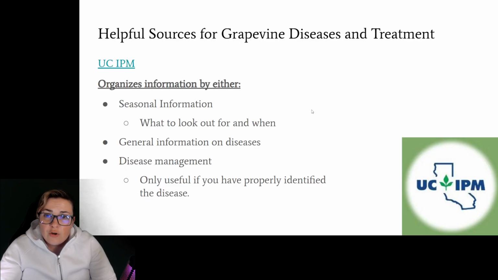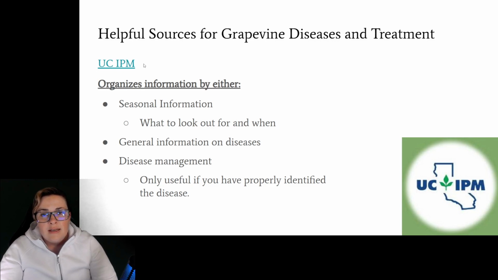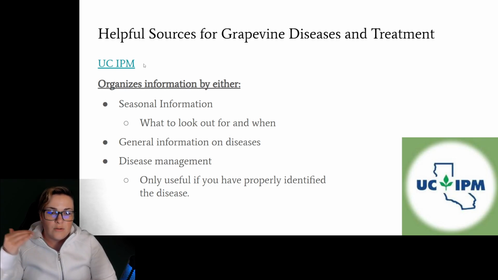Cool. And then, of course, we have UCIPM. We referred to this website for our integrated pest management presentation, but they also have great information on diseases as well. So if you are working in a vineyard, or you have a vineyard in your backyard or something like that, and you would like to know what you have, I highly recommend UCIPM as a resource. They have information organized in multiple ways, which is very helpful. So if you know exactly what you have, you can go, boom, Pierce's disease or powdery mildew, whatever you have, you can go straight to that.